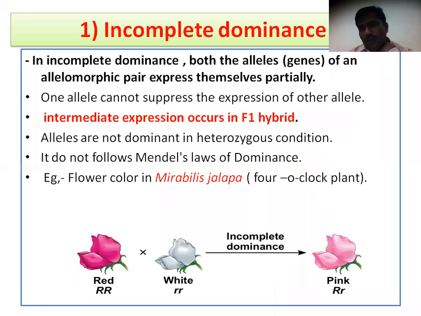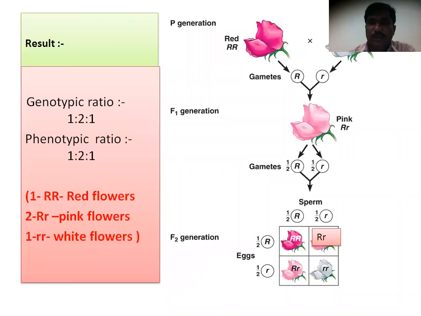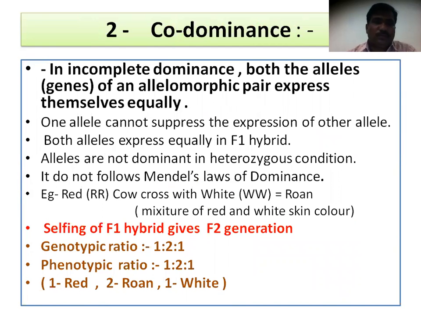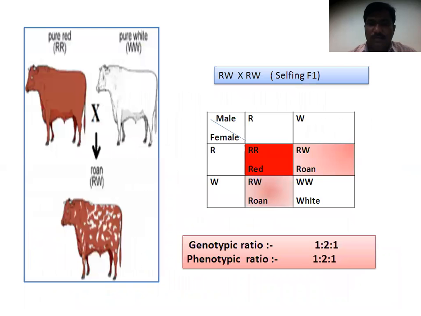So, in incomplete dominance, allelomorphic pairs express themselves partially. This sentence, you remember this one. In codominance, both the alleles of an allelomorphic pair express themselves equally. So the alleles express equally in codominance, and in incomplete dominance, alleles express partially. That is the main difference between codominance and incomplete dominance.